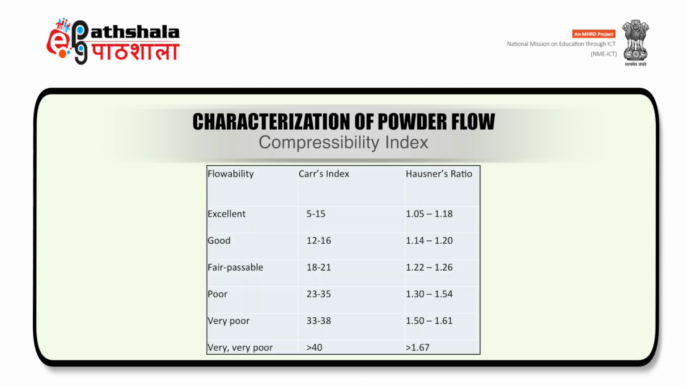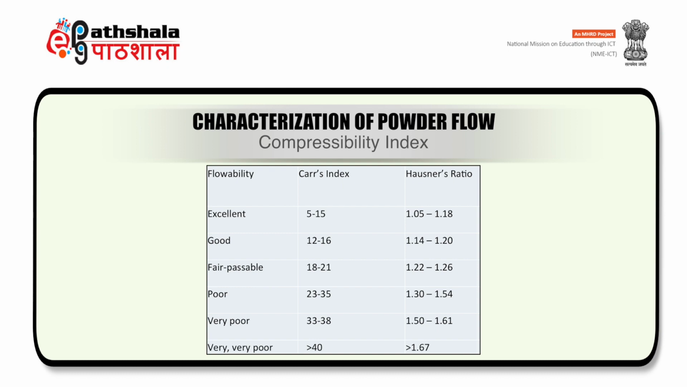Scale of flowability is discussed below. Flow is considered to be excellent if Carr's index values vary from 5 to 15 and Hausner's ratio varies from 1.05 to 1.18. Flow is considered to be good if Carr's index value is from 12 to 16 and Hausner's value is from 1.14 to 1.20.